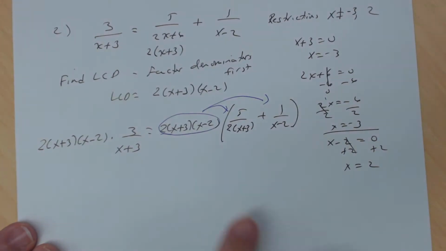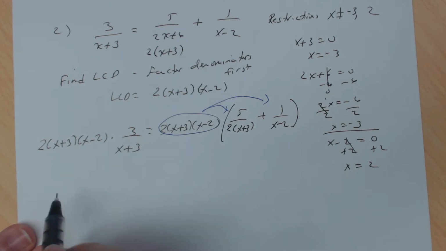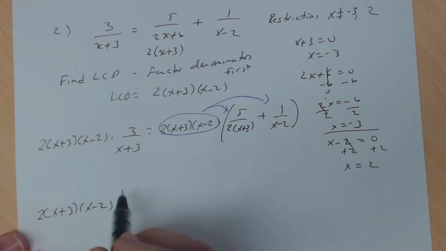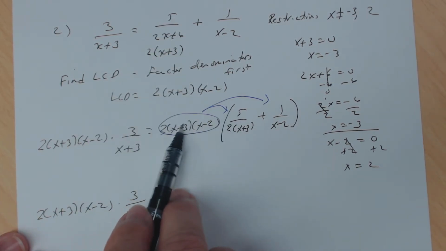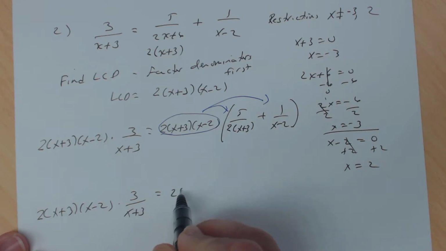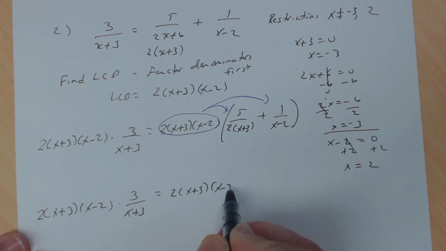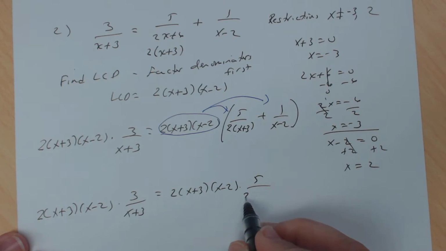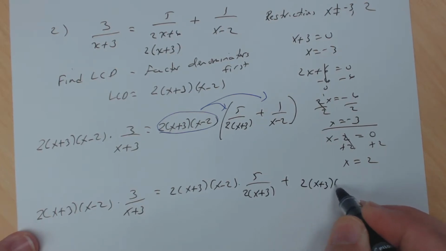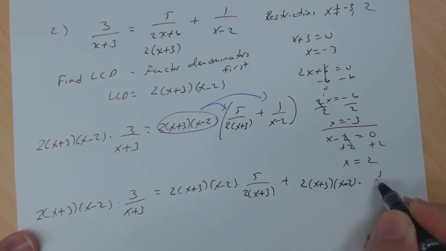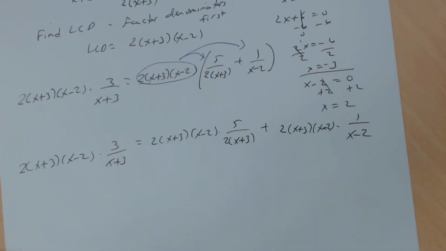Alright, so I'm going to go ahead and distribute this and rewrite this. So I'm going to get the LCD, notice the words, the LCD times the first fraction times the left side, equal the LCD. When I distribute, I'm using the distributive property, the LCD times the first fraction. So 2 times x plus 3 times x minus 2 times the first fraction, and the denominator is 2 times x plus 3. Plus the LCD times the second fraction. Okay, so that's where I'm at.